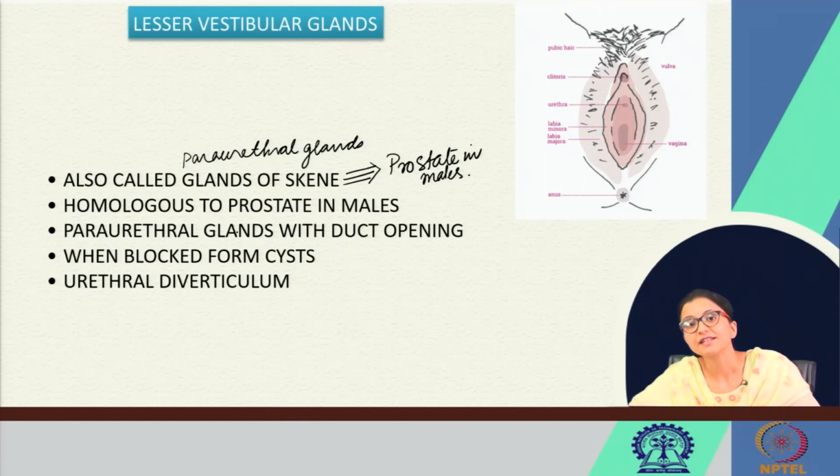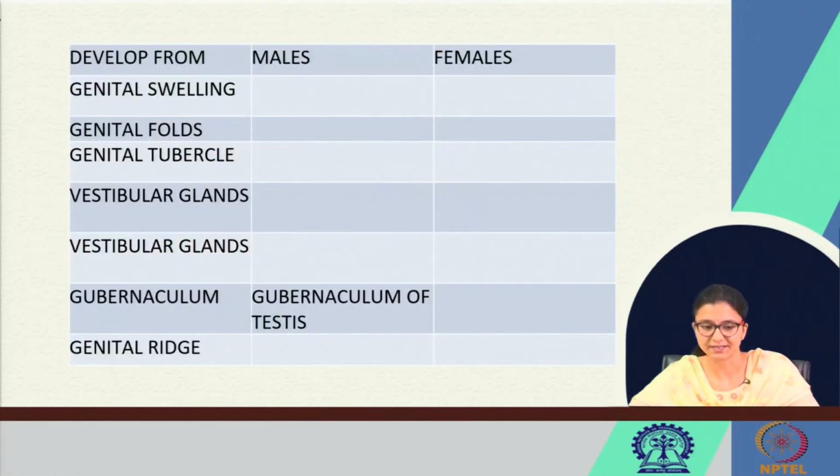The paraurethral glands have ducts, which we have already seen. They open just in the vestibule at both sides of the urethra, and when blocked with some secretion or with any infection, they will form cyst and may present with urethral diverticulum. So, greater and lesser vestibular glands are completed.